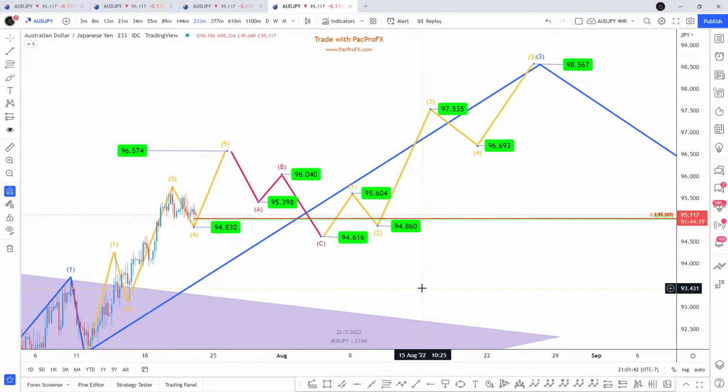It's not 100%, but nothing is. However, all these numbers are actually derived from Elliott wave, Fibonacci, and supply and demand strategies. So that's how I actually get these numbers, and experience, of course.